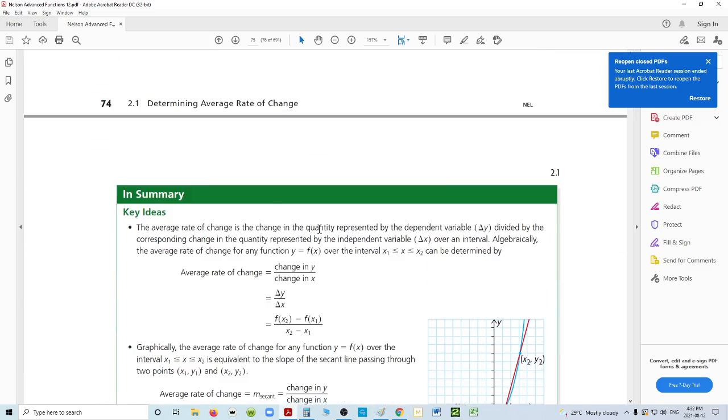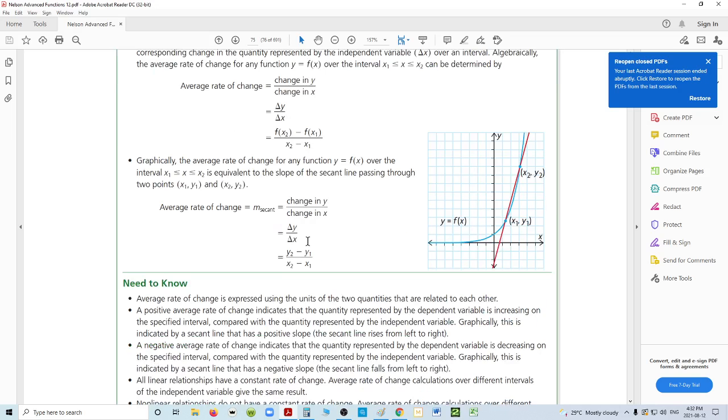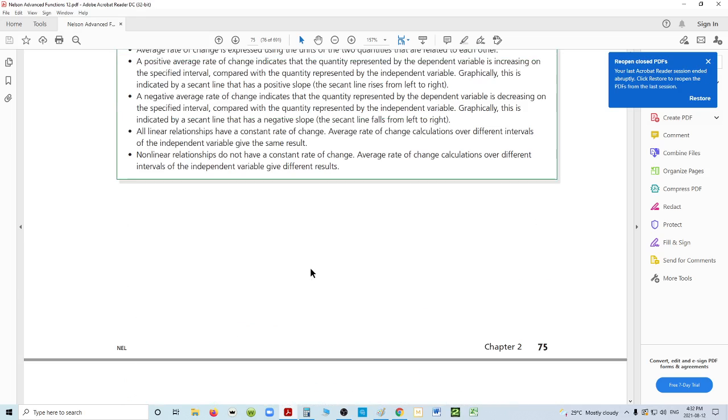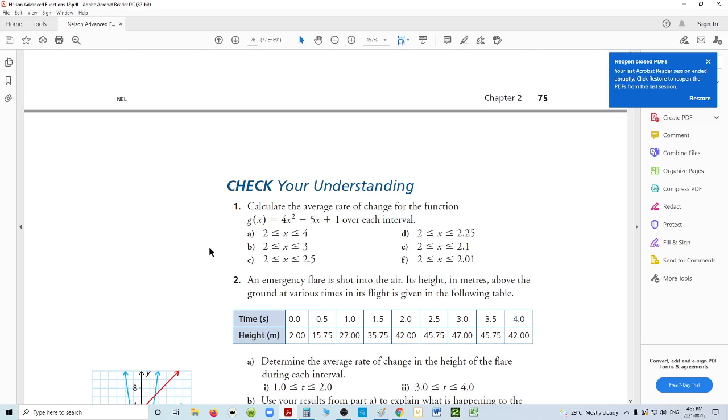Let's just jump in. So they give a nice summary here, and they show you what the old slope was, and they tell you what you need to know. So calculate the average rate of change for the function. So what are we dealing with? We're dealing with an upward facing parabola, 4x squared minus 5x plus 1.